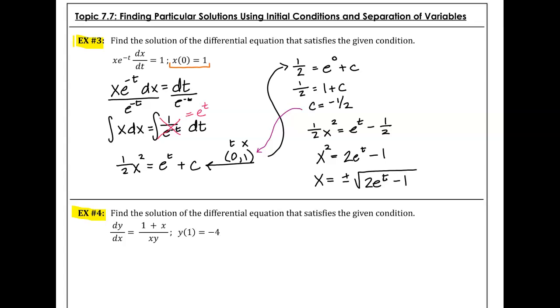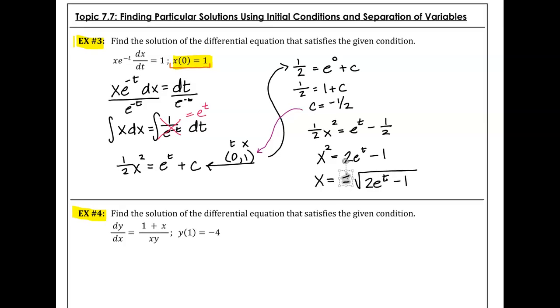So whenever you take a square root and have to make that decision, it's easier than it sounds. You just look at your initial condition. If x is positive in my initial condition, I'm going to pick the positive square root. If x is negative in my initial condition, I'm going to pick the negative square root. So in this case, I'm going to pick the positive square root because x equals positive 1.